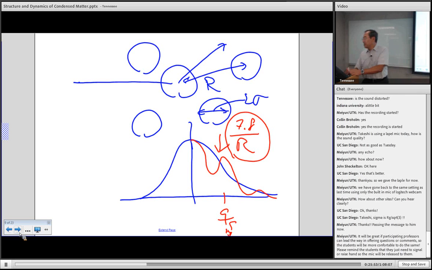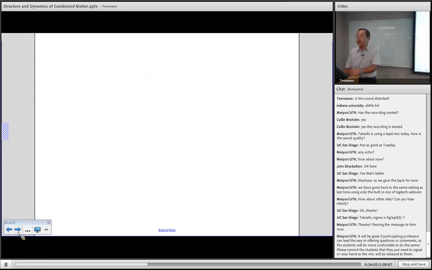Okay, let me change the subject and discuss the so-called Debye-Waller factor. This is a totally different subject. Now we go back to the crystal. Okay, we go back to the crystal, and so we're talking about crystals lined up like that.